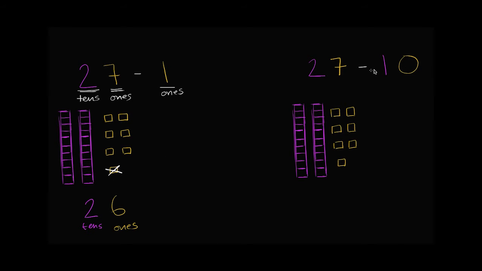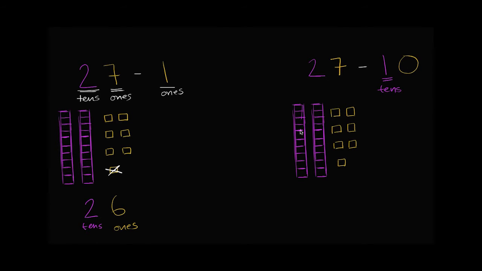Now let's think about 27 minus 10. So once again, this is 27, 2 tens and 7 ones. And now we're not going to take away any ones, but we're going to take away 1 ten. Let's just remind ourselves, a 10 is literally 1 ten. I know that sounds like I'm saying the same thing over and over again, but I really want you to appreciate the place value. This is the tens place, and I have a 1 there. So I'm going to take away 1 ten, and 0 ones.